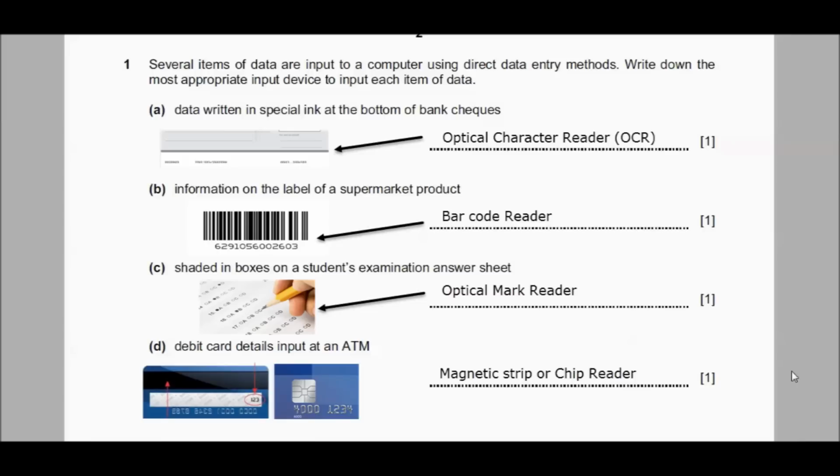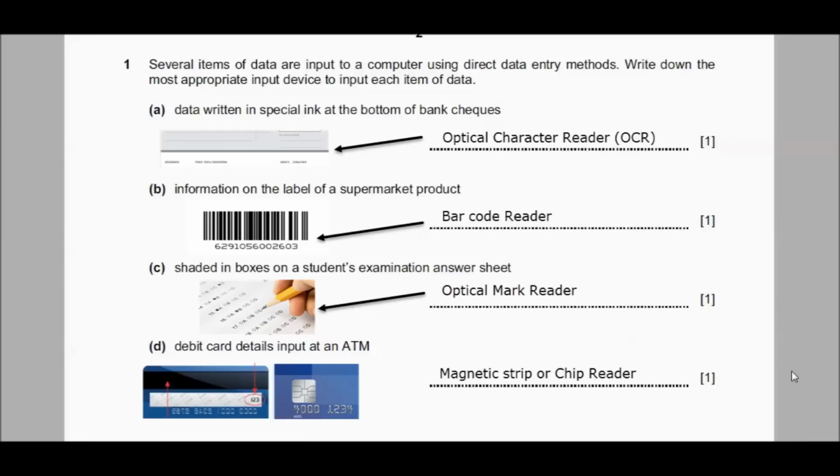Question B, information on the label of a supermarket product. Most supermarket products, if not all, have a barcode. So a barcode reader is used. So the question was asking for a data entry method, so you can't put your answer down as a barcode. It has to be a barcode reader, because the method is how it's going into the computer.